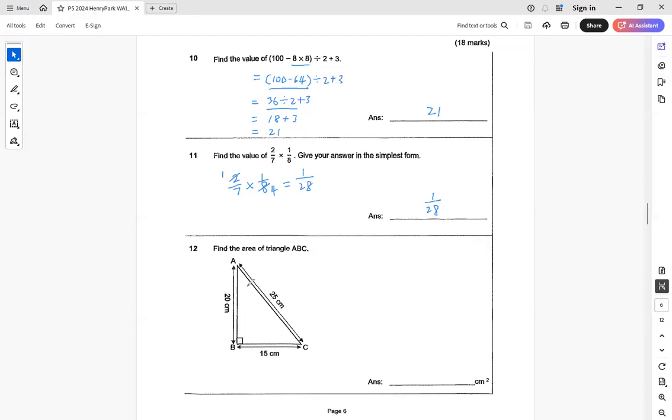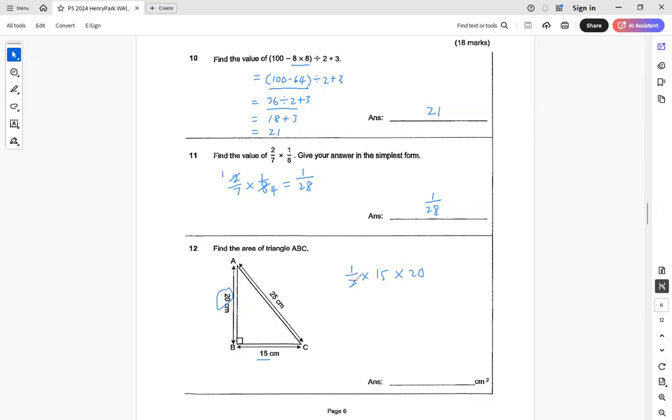Okay, question 12. Find the area of triangle ABC. So recap, the area of a triangle is half times base times height. Here we have to choose the base and the height, which are perpendicular to each other. From what we see here, I will choose 15 as my base and my height will be 20. So let's take half times 15 times 20. Same thing, if I want to simplify, I can simplify the fraction with the numbers. It will make my calculation easier because this one cannot use a calculator.